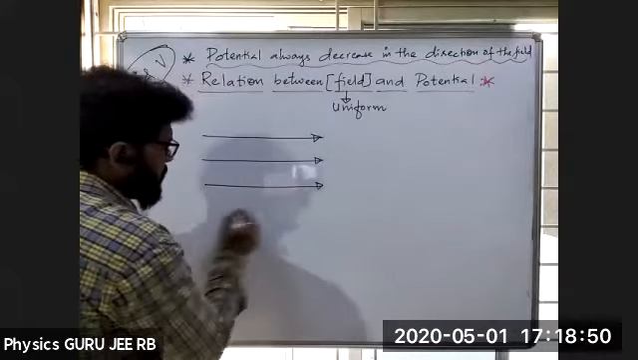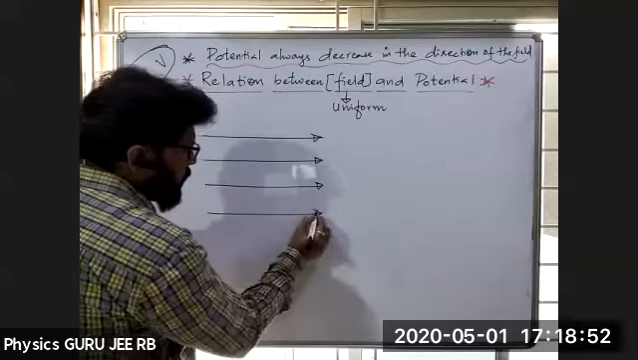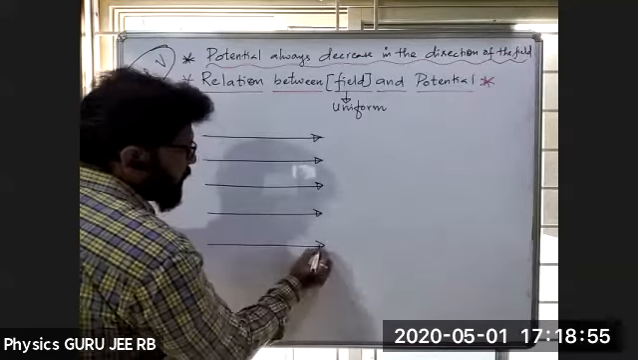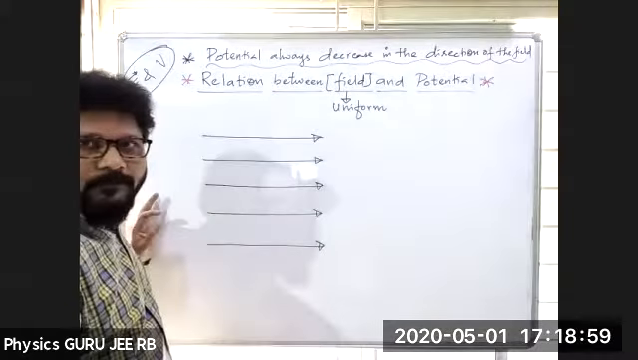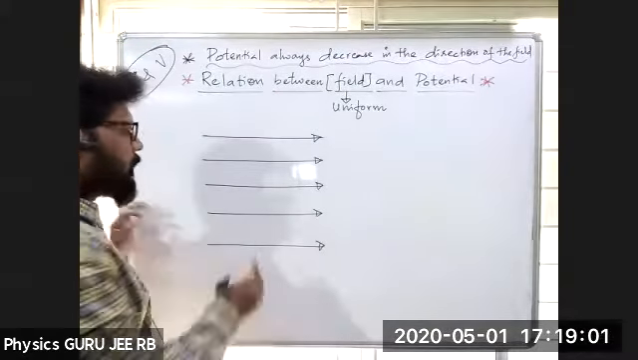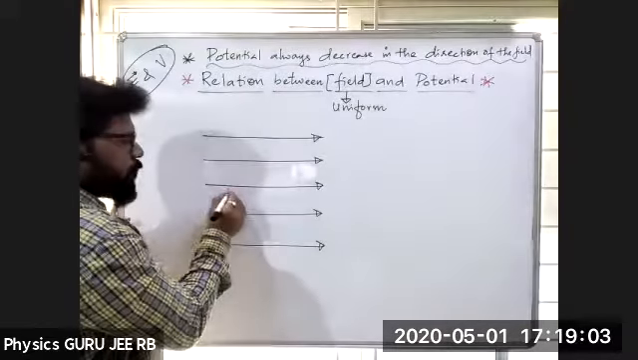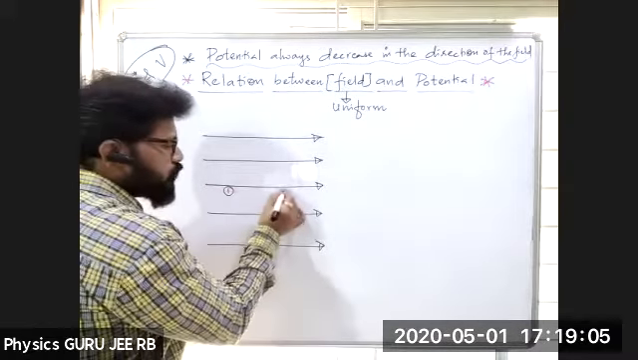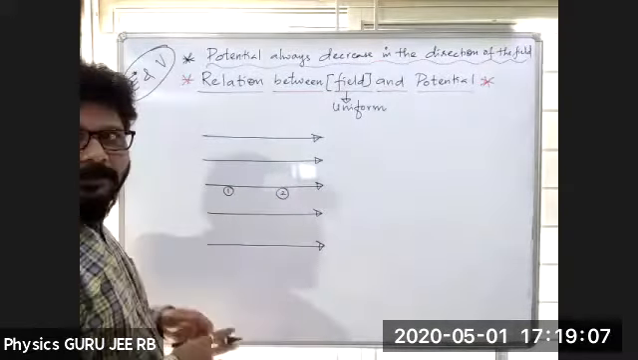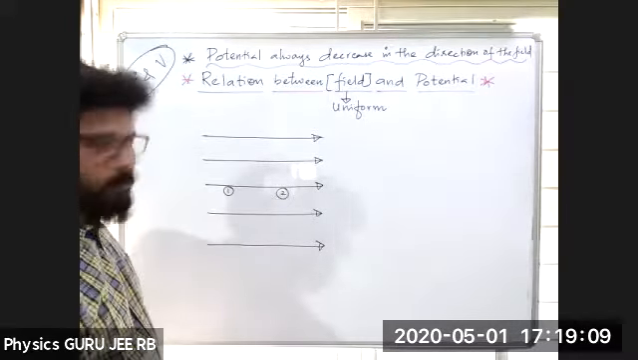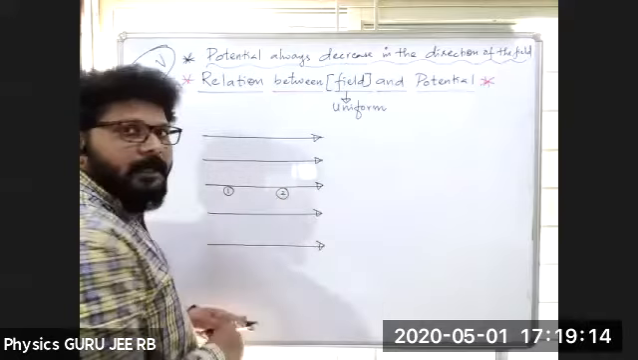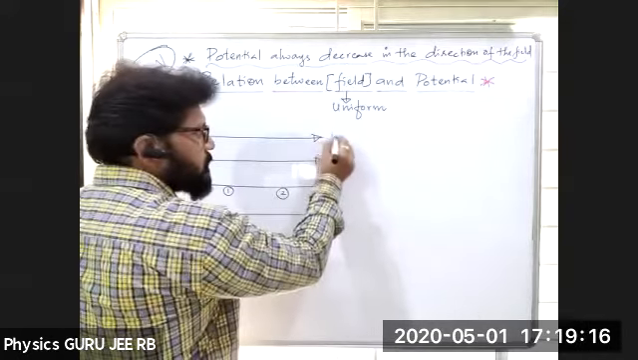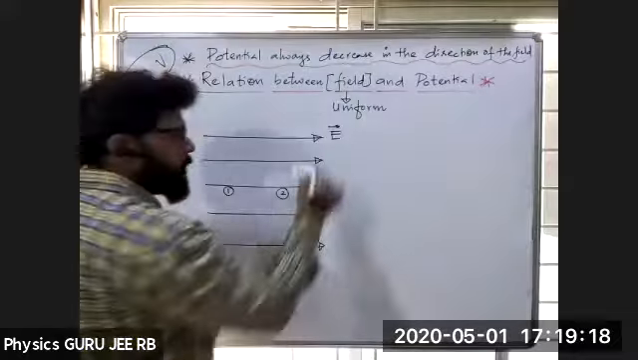The electric lines are straight and parallel. Uniform electric field. Fine. Now what I'll do, I'll take 2 points in this one, 1 and 2. If I want to move a charge from 1 to 2 in the direction of electric field, this is nothing but uniform electric field.